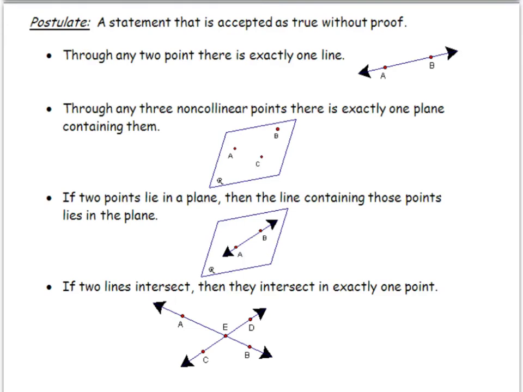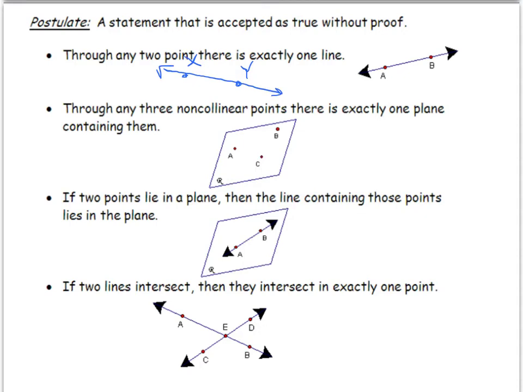So now that we've talked about those terms, we're going to apply them to what we call postulates. Postulates are statements that are accepted as true without proof in the mathematical world. So basically, they're common sense to us. The first postulate says, through any 2 points, there is exactly 1 line. For example, if I put down 2 points and call them X and Y, try to figure out how many lines I can draw through those 2 points. Well, there's only 1.